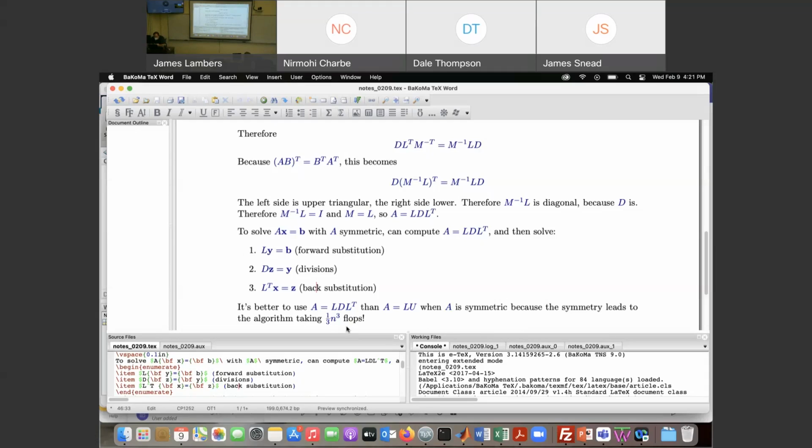So, questions so far about LDL transpose?